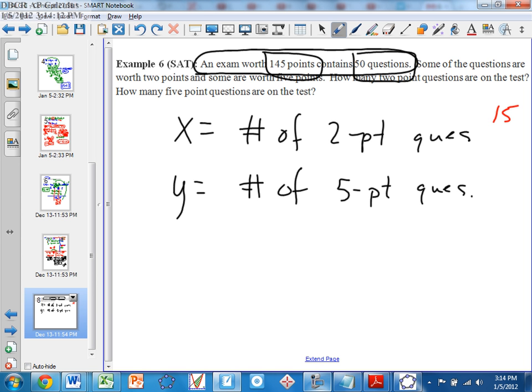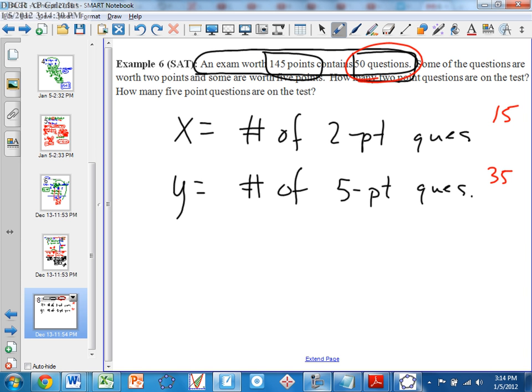35. And yes, that's the idea there. So we know that 15 and 35, how come? What do they add up to? They add up to questions. They add up to 50 questions. Yeah. Okay, not 145. That's points. We'll do that in a second. So no matter what, these will always add up to 50.